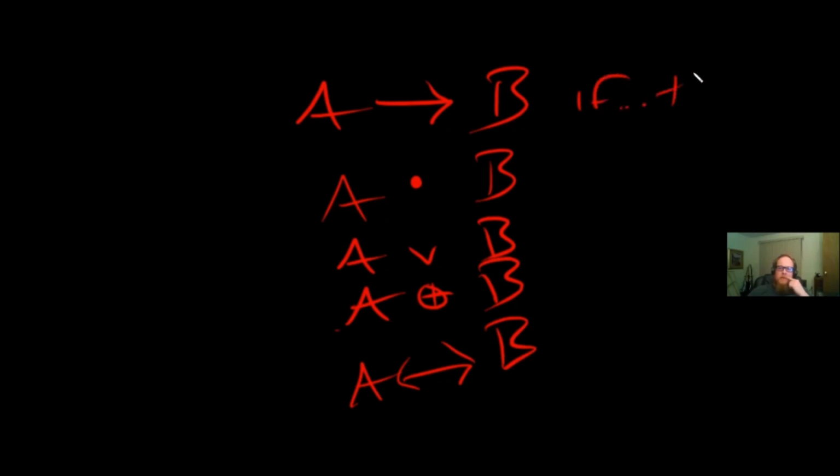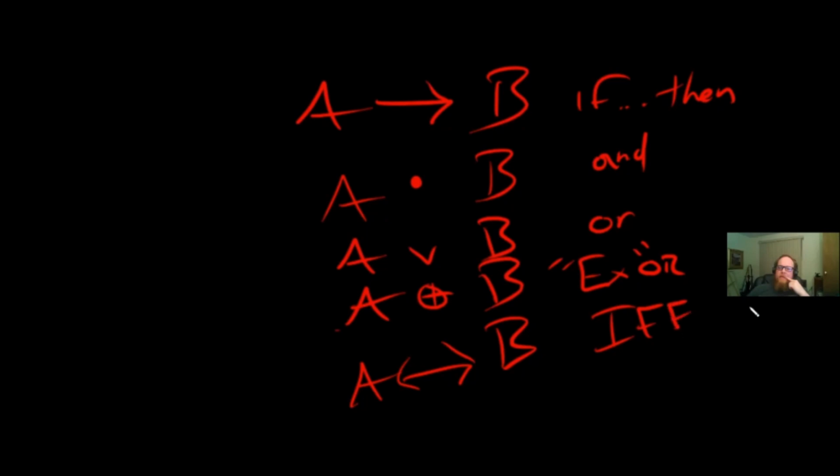So this is what that arrow means: if-then. What that dot means is and. What that wedge there means is or, and what that sniper sight means is what I call X-or. It's an exclusive or. Pick one or the other. And then this one here, sometimes abbreviated in math, is if and only if. If.